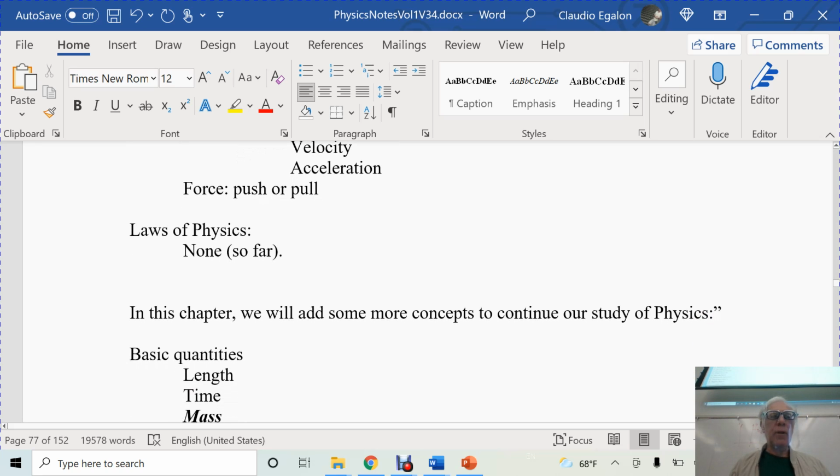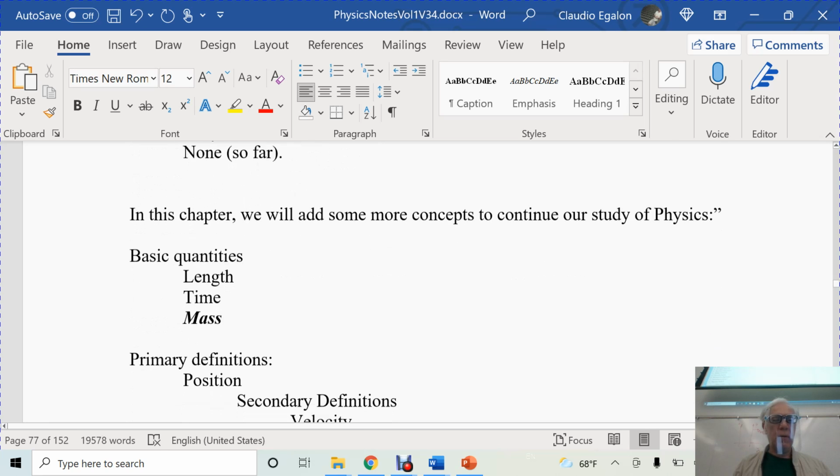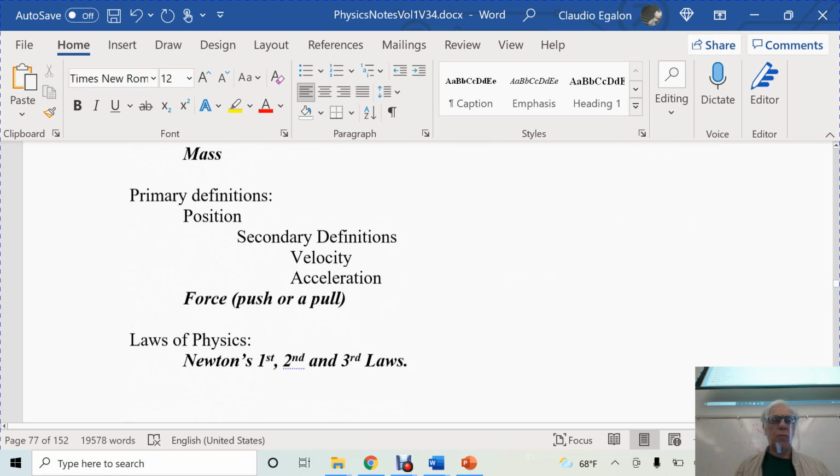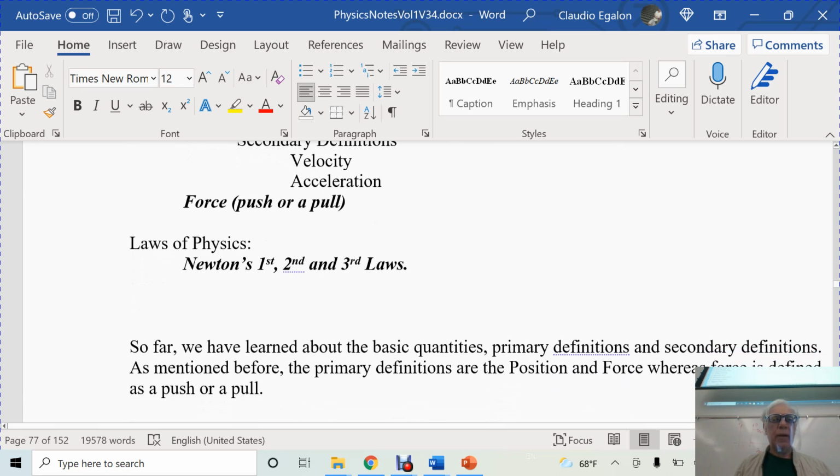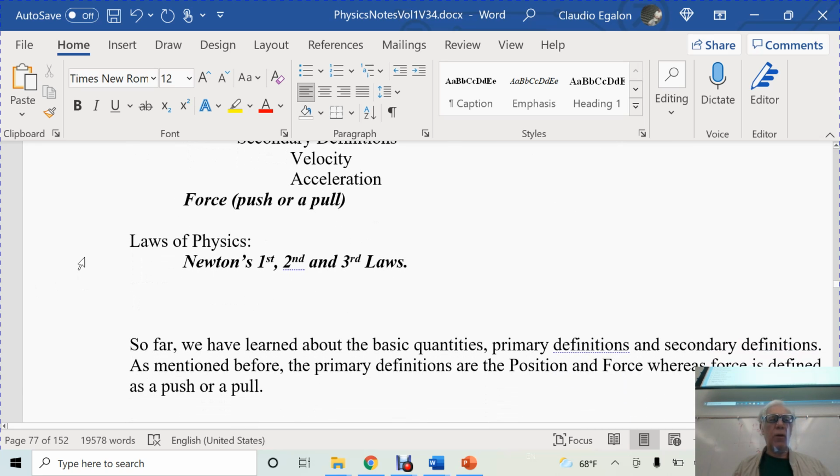And I'm going to introduce you to the laws of physics. Three of the laws of physics. Okay, here you go. Position, force, push or pull. And I'm going to introduce you to those three laws of physics.